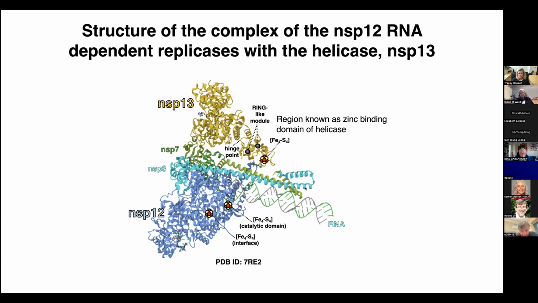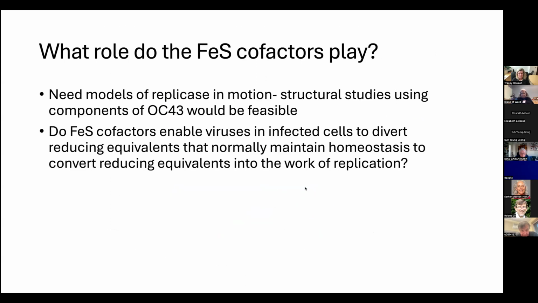I'm back to the structure of the whole polymerase complex, and we're questioning what roles these iron sulfur cofactors play. And for that, we really need models of the replication motion, structural studies that using components of OC43 would be feasible for our needs. And a question that we have that we're trying to address now, but it's not entirely straightforward, is do these iron sulfur cofactors enable viruses in infected cells to divert reducing equivalents that normally maintain homeostasis in host cells into the work of replication?